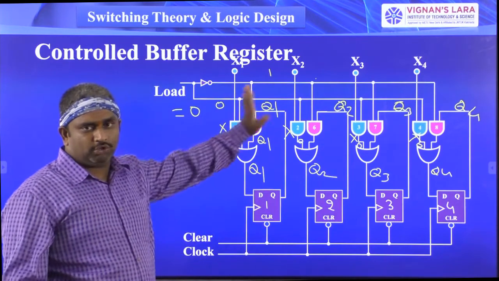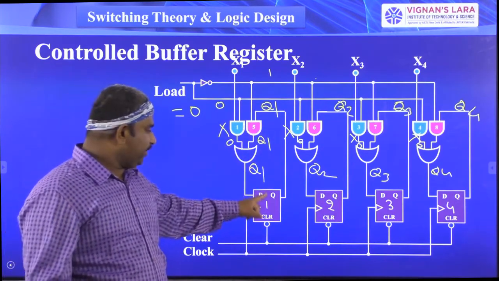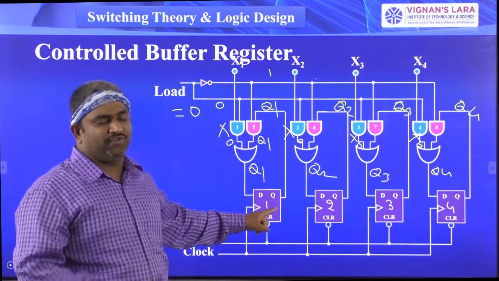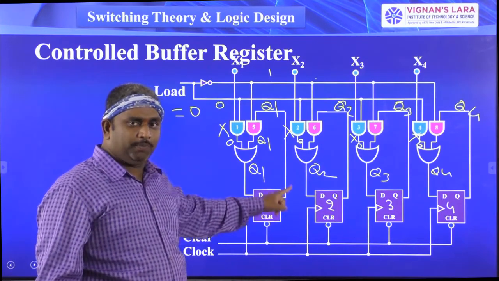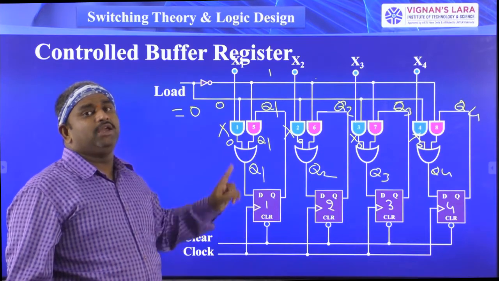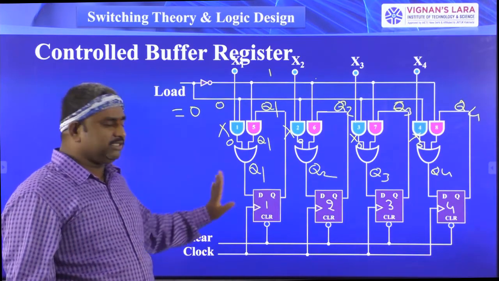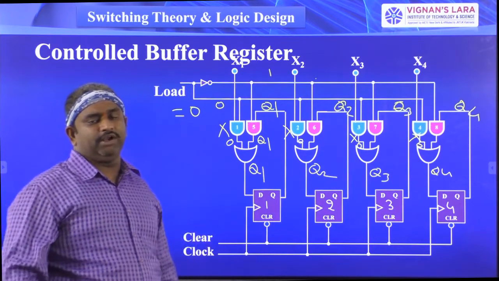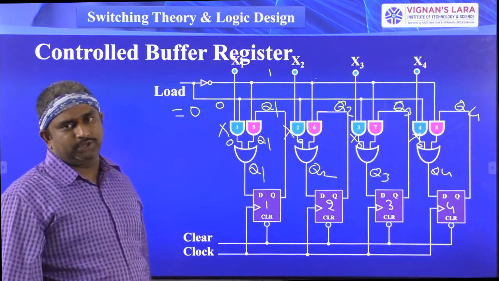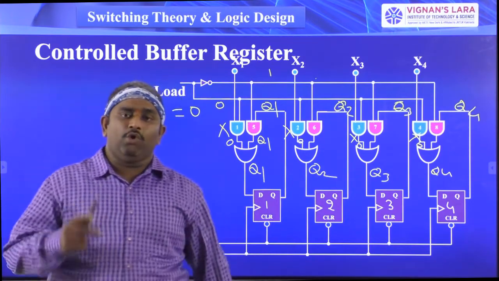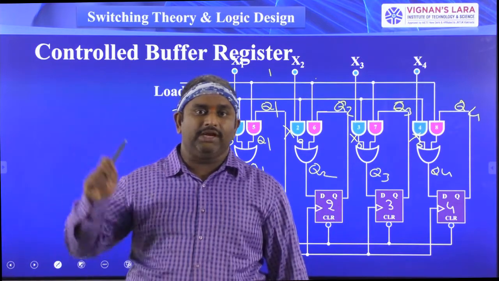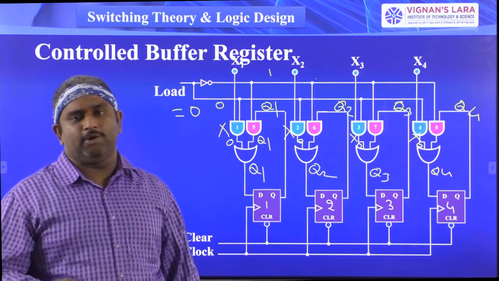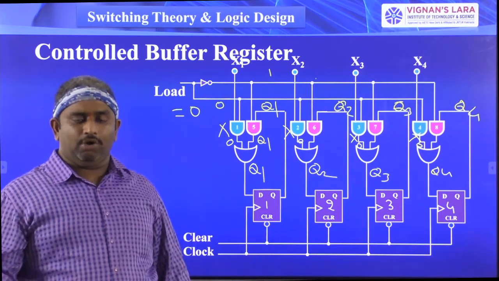So when the load is equal to 0, the flip-flop input is equal to the previous output of the same flip-flop. The same flip-flop output we are connecting as its input. This is the load bar condition. It is very simple: when load is 0, the previous output is connected back to the same input, so there is no change in the output.